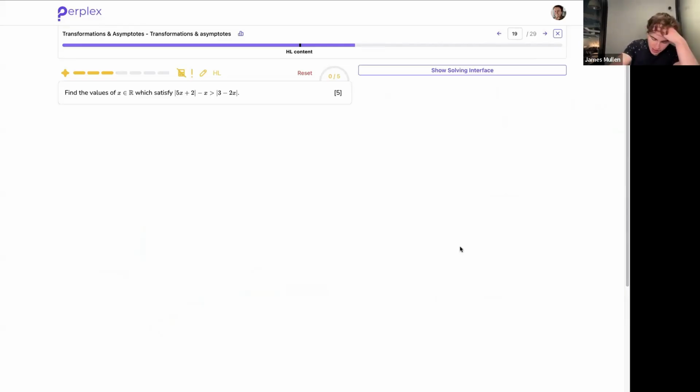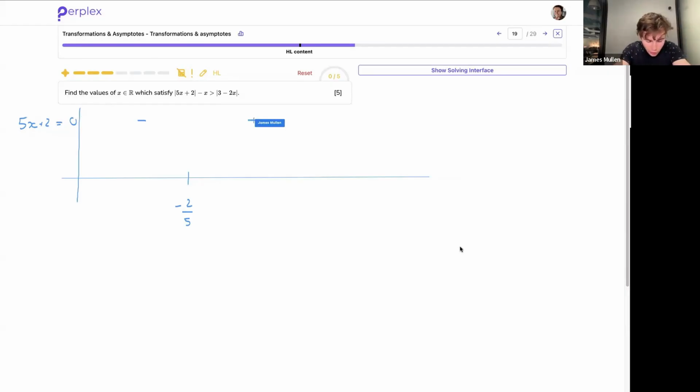So what I'm going to start by doing is just drawing a real number line, okay? And I'm going to think about both 5x plus 2 and 3 minus 2x on this number line. So 5x plus 2 is going to be equal to 0 when x is equal to negative 2 over 5. So I'm just going to draw that here, negative 2 over 5. And then to the left of that, it's going to be negative. So I'm just going to draw this like a table. To the left of that, it's going to be negative. And to the right, it's going to be positive. So it's going to be positive all over here.